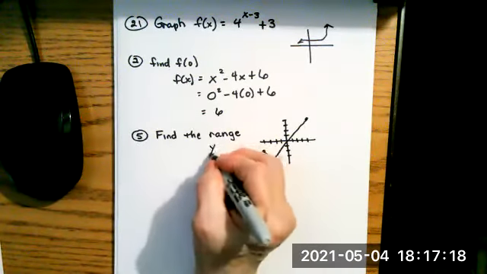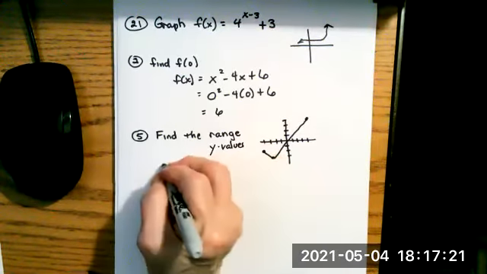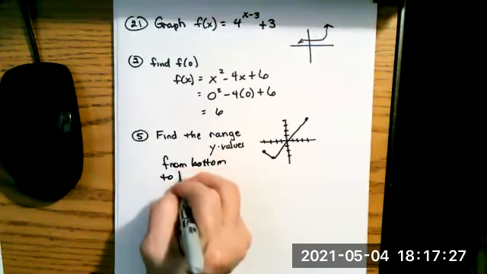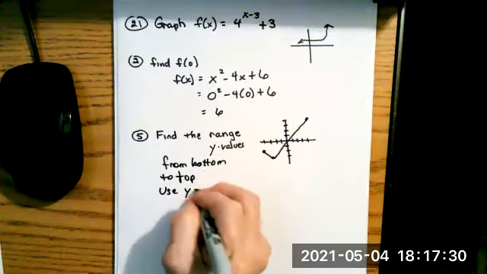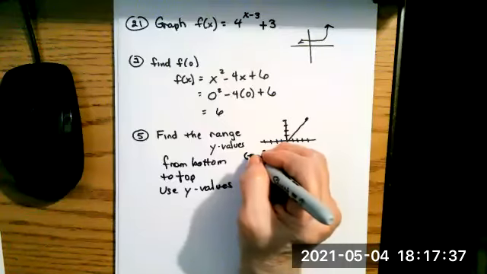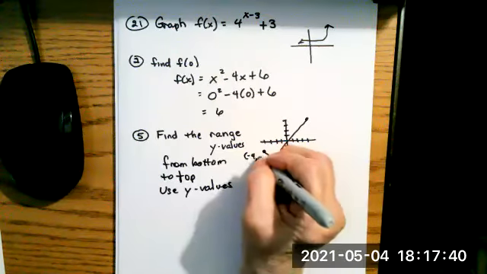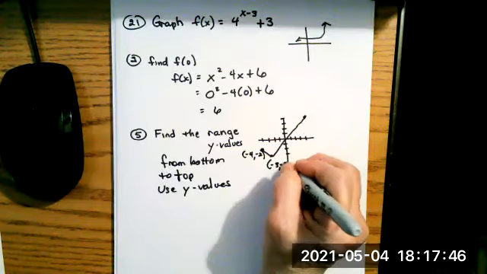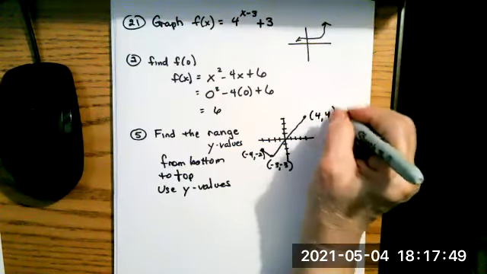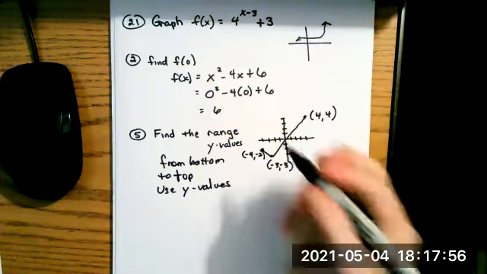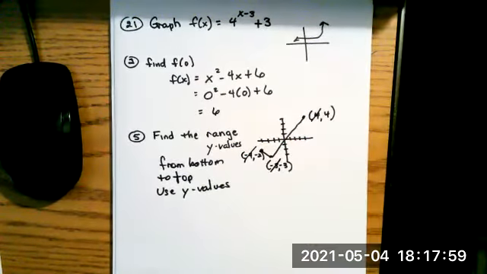And you're trying to find the range, which is the y values. So look from bottom to top and use the y values. So this point right here is negative 4, negative 2. This one down here is negative 3, negative 3, and this one is 4, 4. Okay, now if you're having trouble with this, go through and mark out those x values because you don't care what the x values are. It's the y values you want.